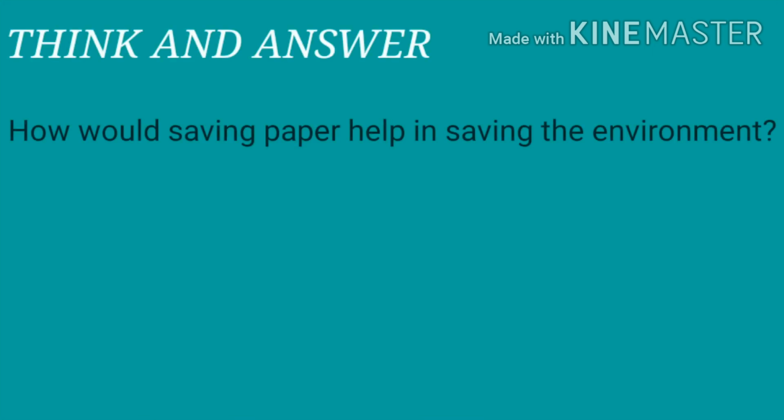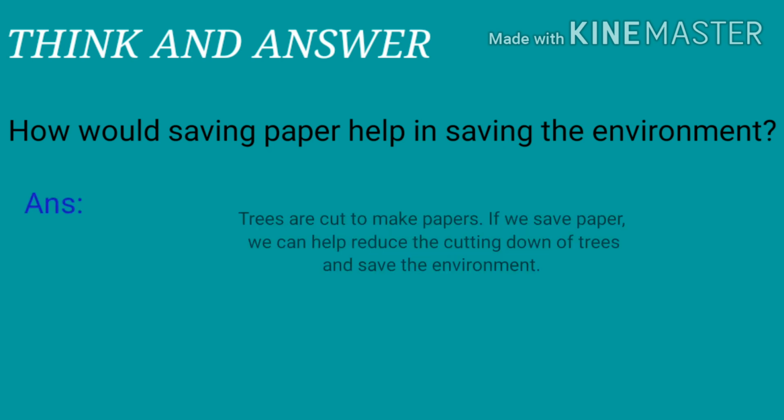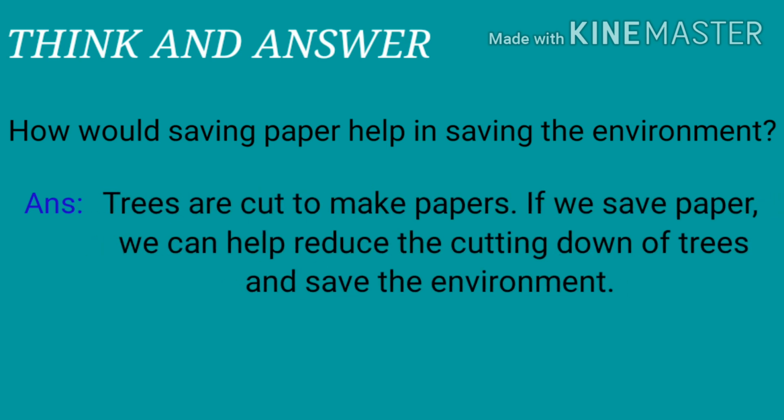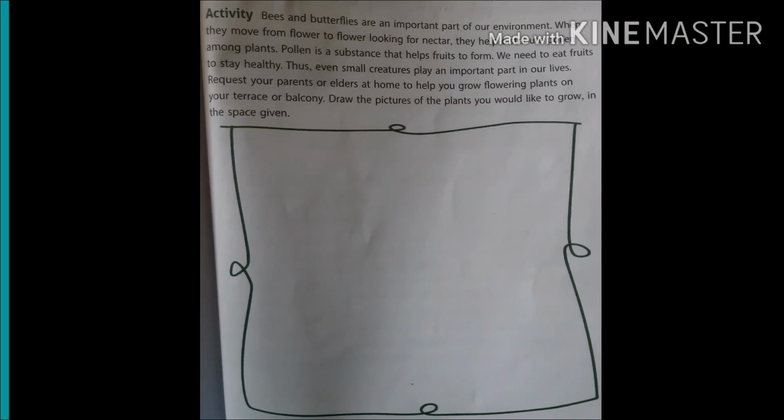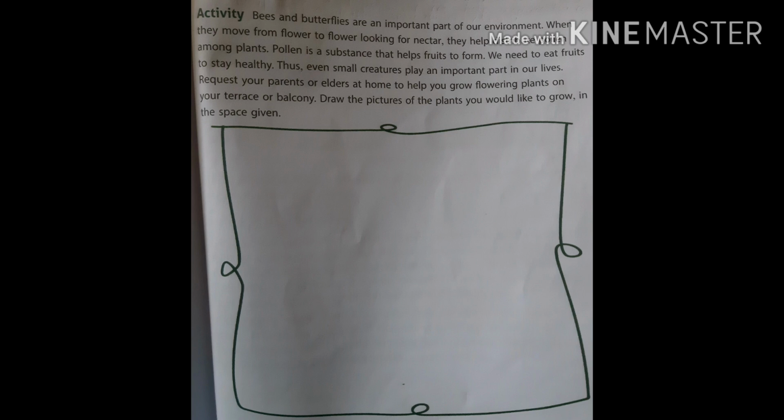Next we have a thinking level question. How would saving paper help in saving the environment? The answer is trees are cut to make paper. If we save paper, we can help reduce the cutting down of trees and save the environment. We have discussed this matter before. Do you remember? Yes. Next is an activity.